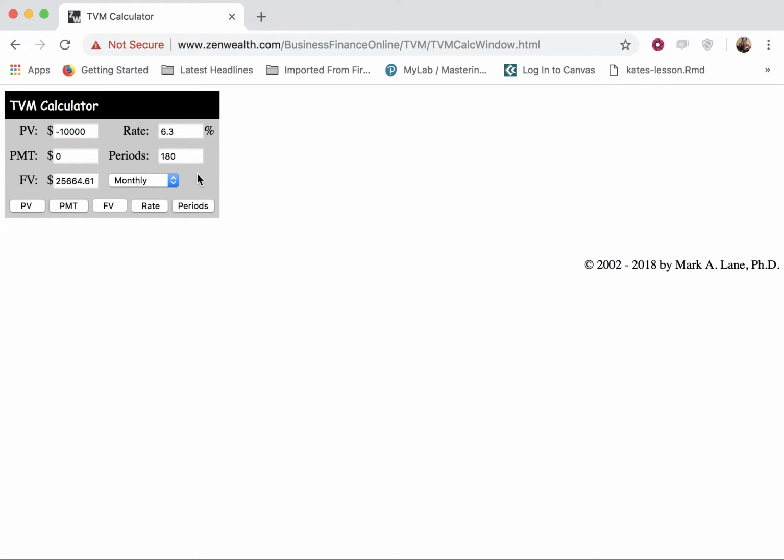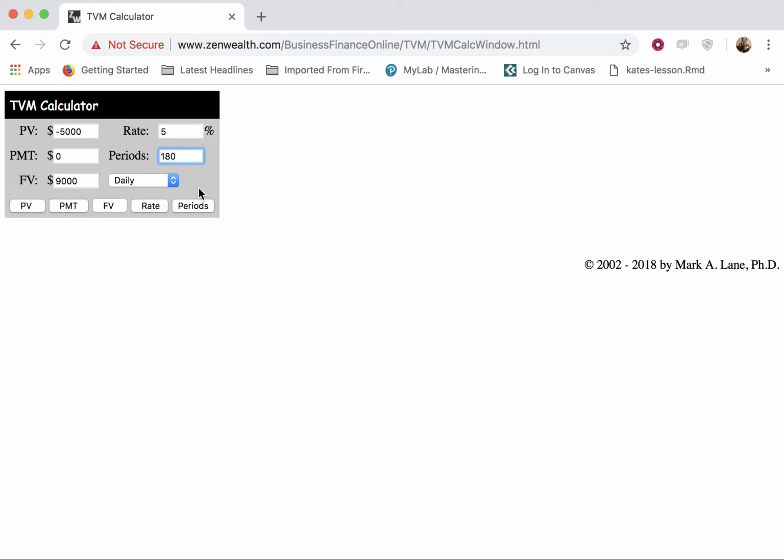So let's say we have $5,000 to invest. That means we're now going to have $5,000 going away from us, so you're going to have negative 5,000. And you're going to invest it at 5%, so we're going to change this rate to 5. Interest compounded daily, so we're going to pull down here to daily. And we'd like to know how long it will take to grow to 9,000. So we know the future value is 9,000. So we're going to change that future value to 9,000.